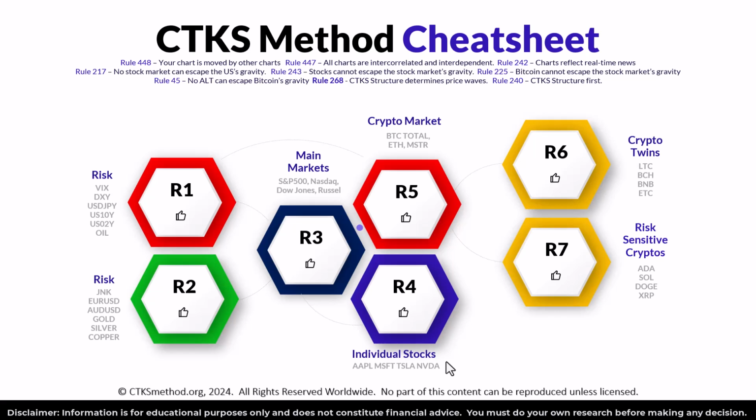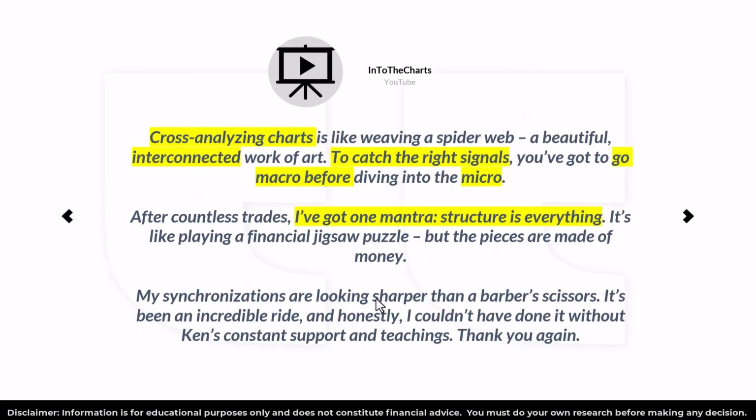Okay, with that said, I hope that helps out a lot of different people. What you're going to find is cross-analyzing the charts will give you an interconnected work of art. So says Into the Charts, which is Edwin, our beloved ambassador. To chart or to catch the right signals, you've got to go macro before going micro. After countless trades, Edwin has got one mantra: structure is everything. It's like playing a financial jigsaw puzzle, but the puzzle pieces are made of money. Wow! How cool is that?